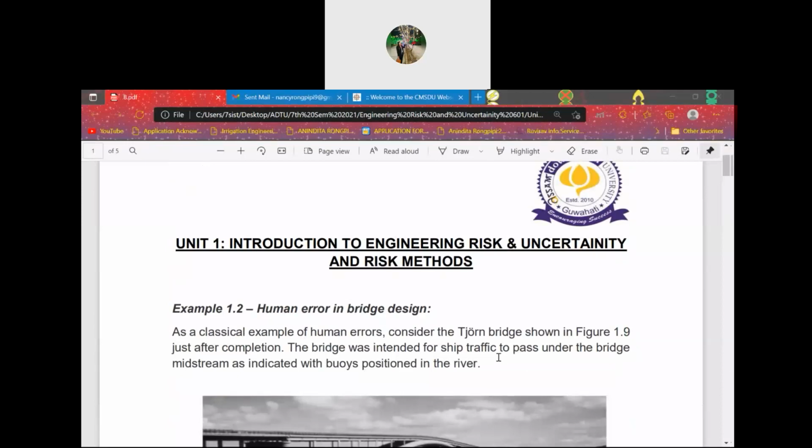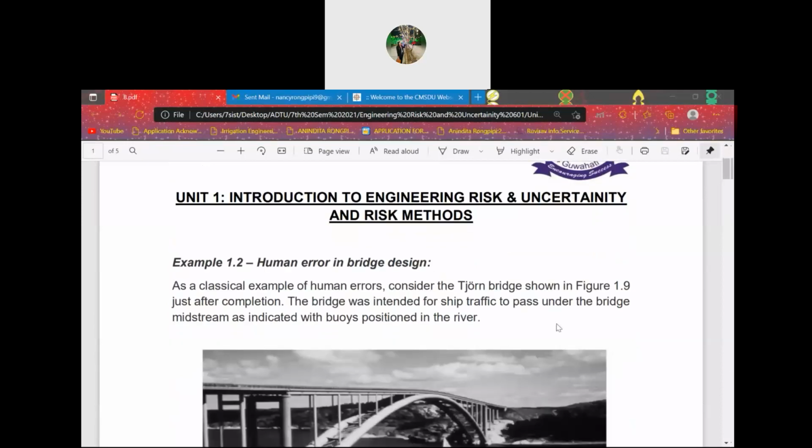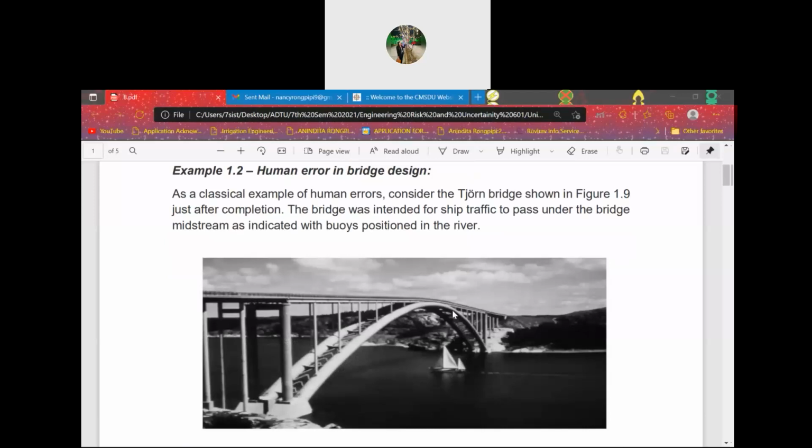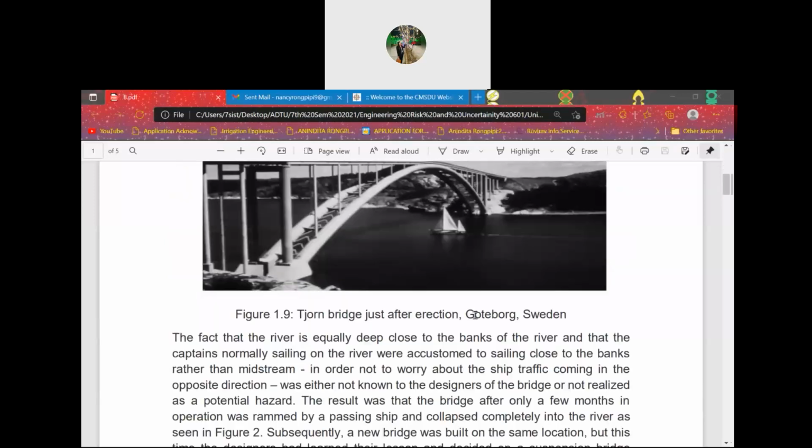The bridge was intended for ship traffic to pass under the bridge midstream, as indicated with buoys positioned in the river. So why was this bridge constructed? It was constructed so that the ship traffic can pass easily under the bridge, midstream and in between the buoys, without any congestion.